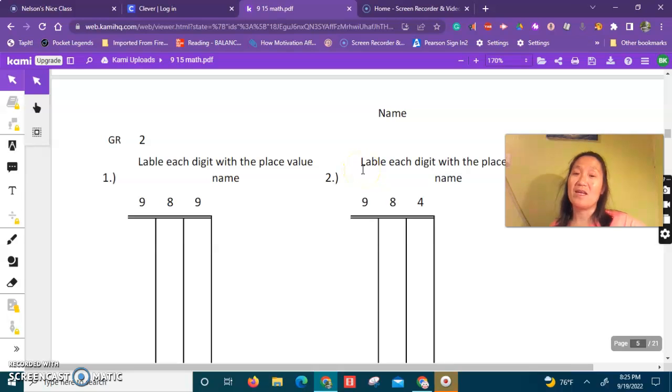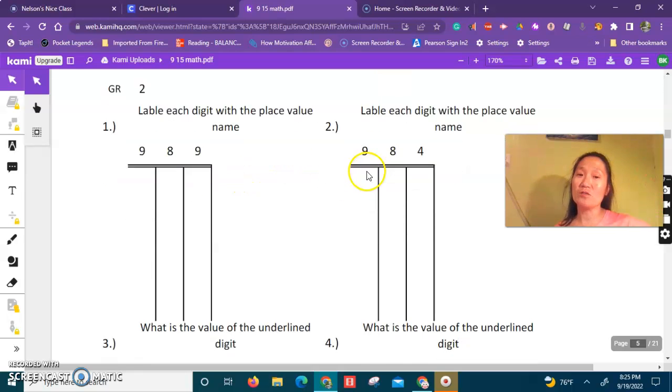All right. This is group 2. Some of you have done this group before, but some of you are brand new. Welcome to group 2. Make sure you have a pencil and your paper that has these numbers on it, 989, 984. Let's get started.